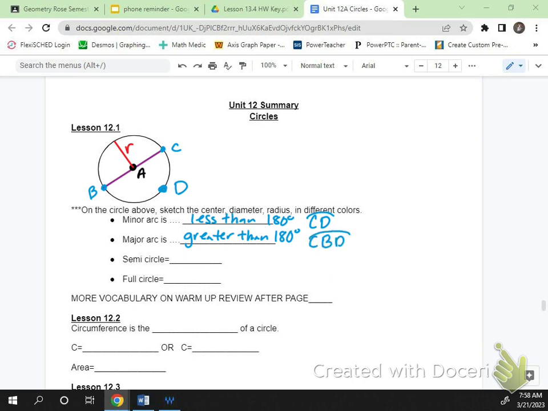A major arc is listed with 3 letters. How many degrees is a semicircle? 180. How about a full circle? 360 degrees.